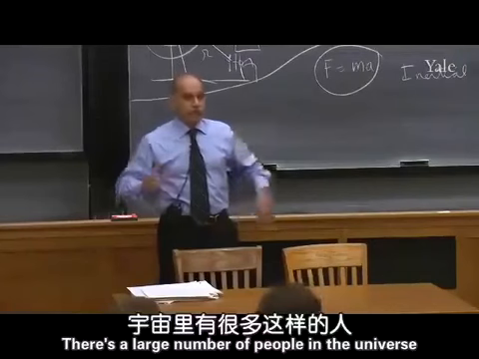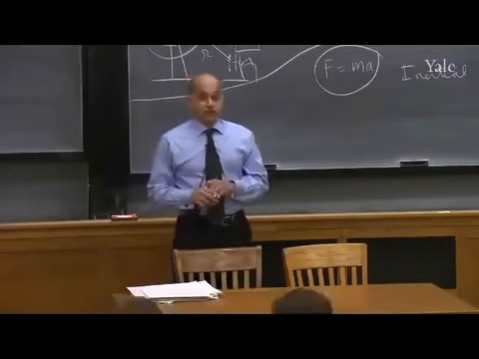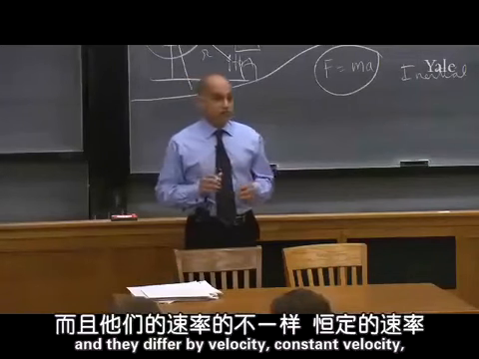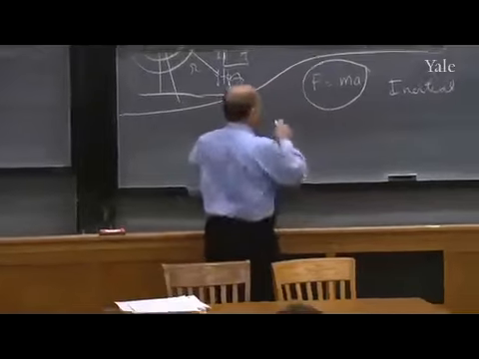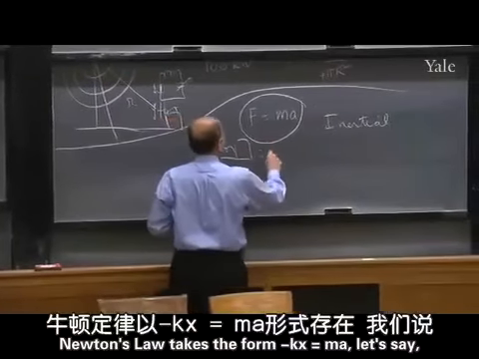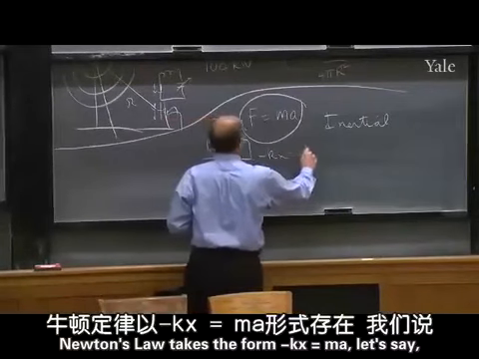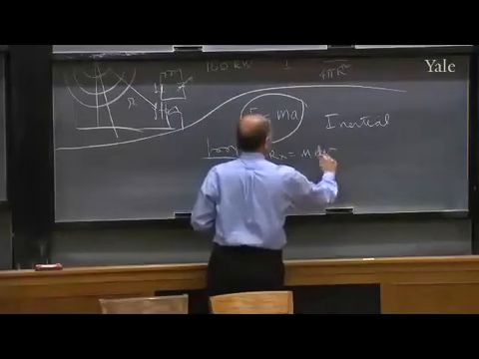There's a large number of people in the universe all allowed to use Newton's laws if you got one of them. And they differ by velocity, constant velocity. And we can understand that from Newton's laws. I mean, here is a mass and spring system. Newton's law takes the form minus kx equals ma, or let's write m dv/dt.